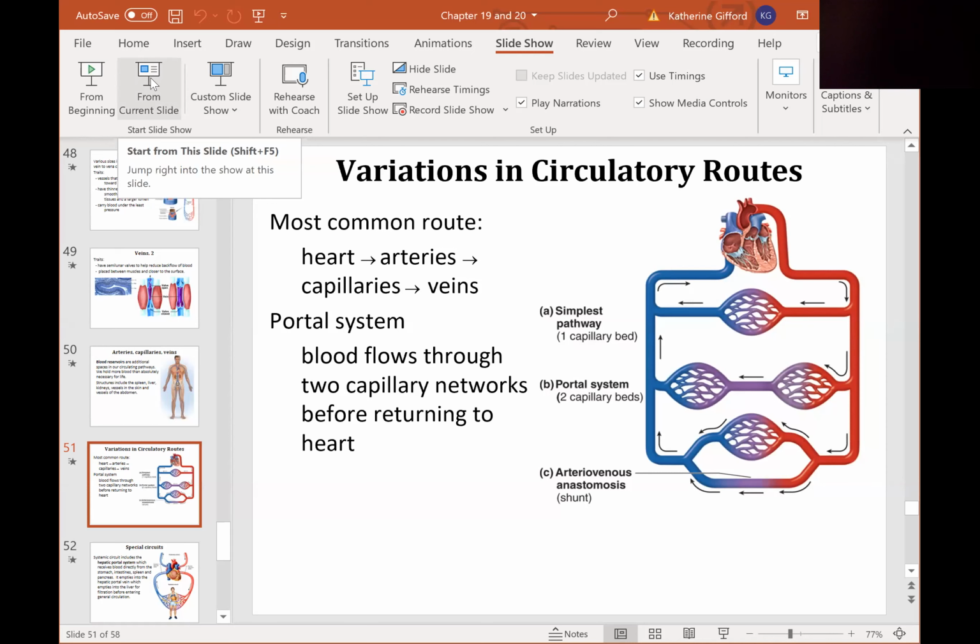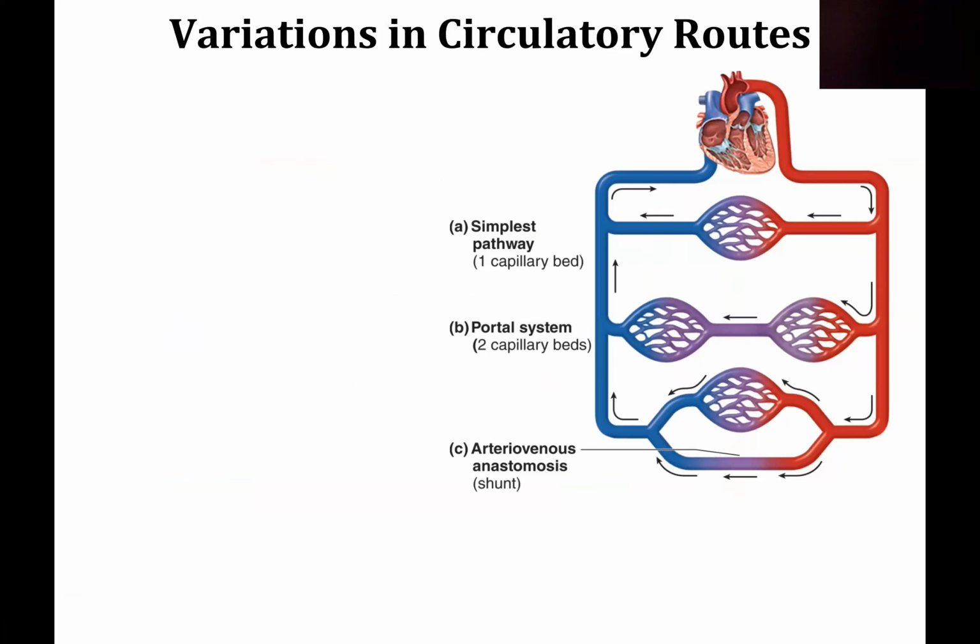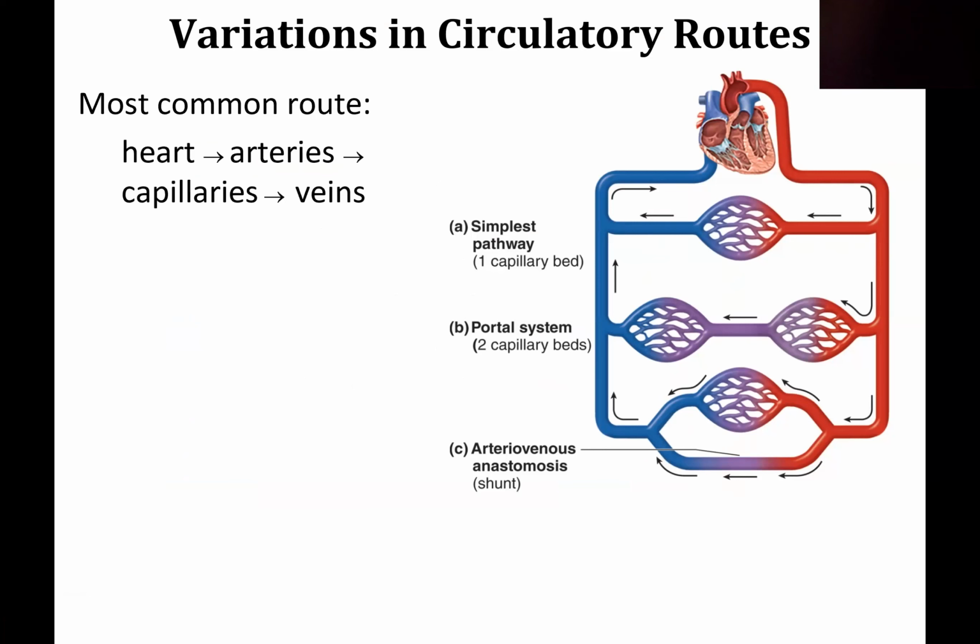Okay, this is part B of chapter 20. So here we see some illustrations of some different circulatory routes. The simplest pathway, or most common route, is heart, arteries, capillaries, veins, and then back to the heart.